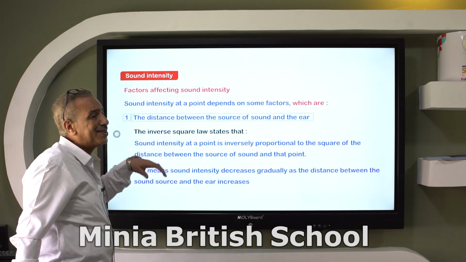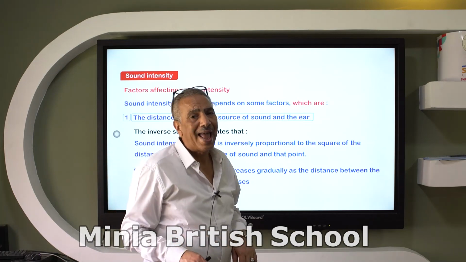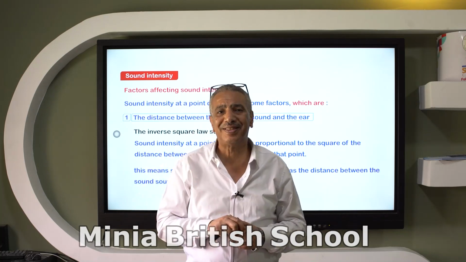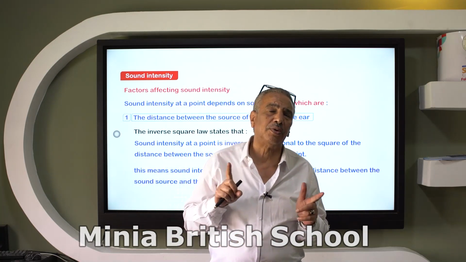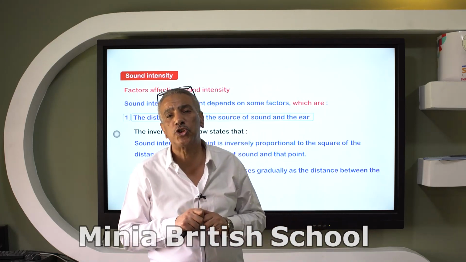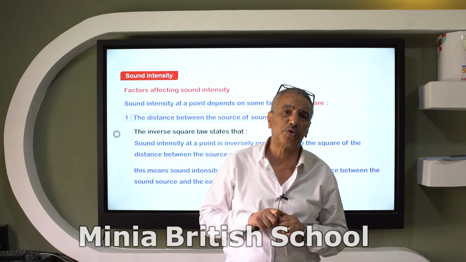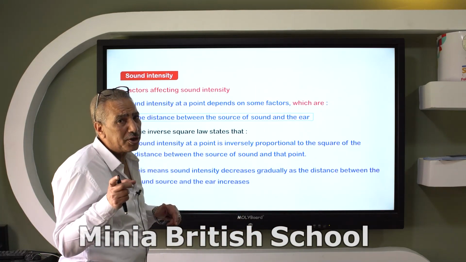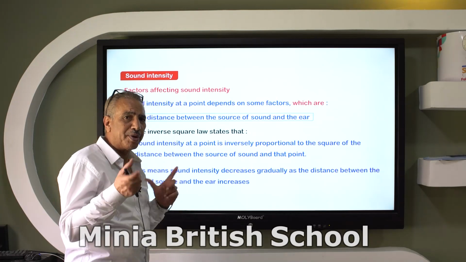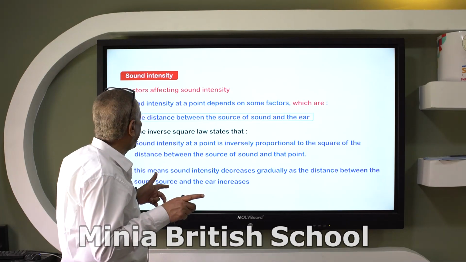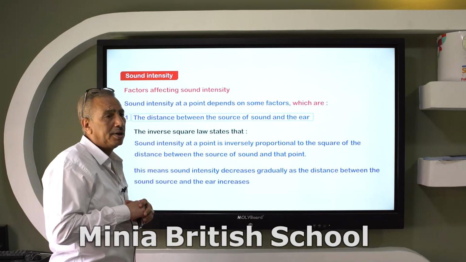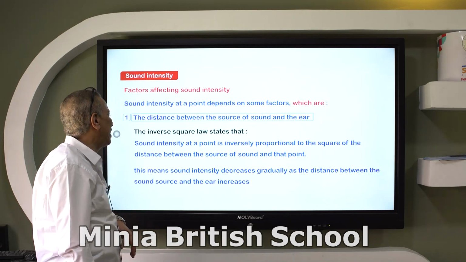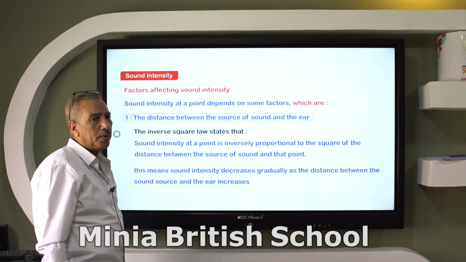Different factors. Distance between the source of the sound and the human ear is the first factor affecting the sound intensity. The sound intensity is inversely proportional with the square of the distance between the source of the sound and the human ear. Inversely proportional means what? Increase, decrease, decrease, increase. But take care about the square. Inversely proportional with the square. This is why they call it the inverse square law.